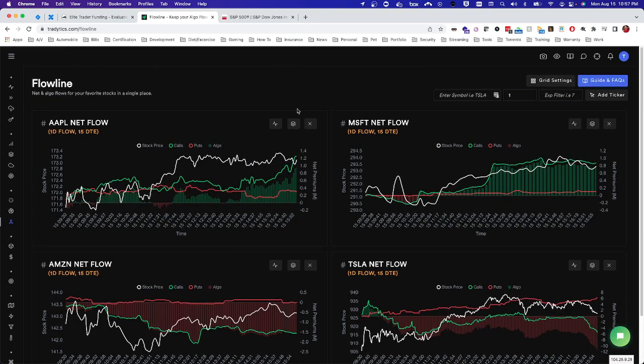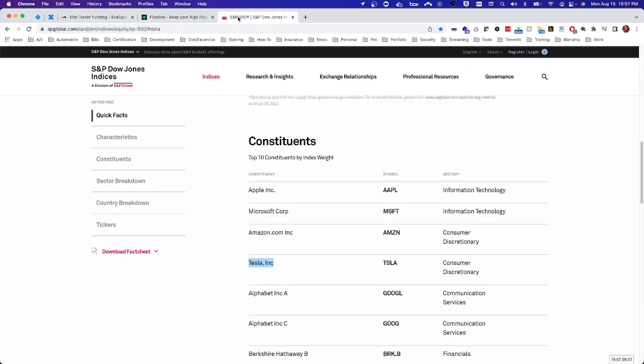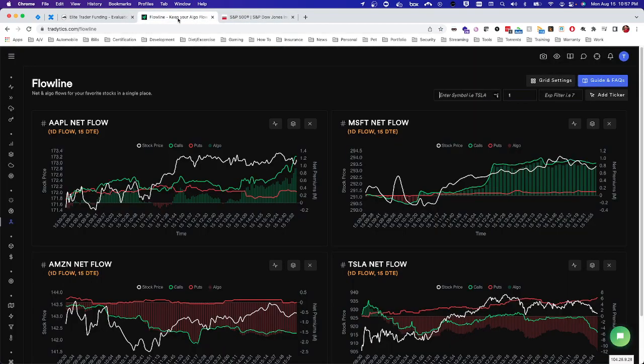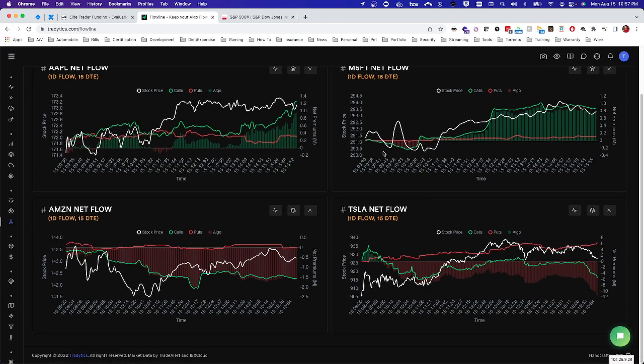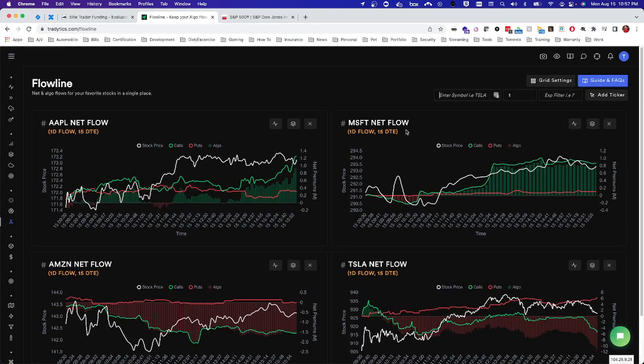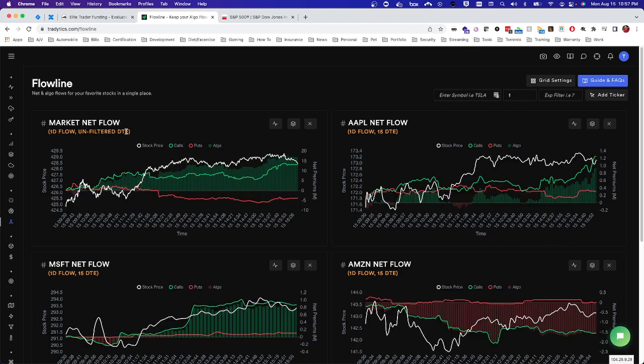And so now I could just go through and add all of the top holdings here, but I don't want to have to flip around too many pages. Now, if you have multiple monitors, I highly recommend setting up Flowline to look at the holdings and then just have market net flow on a separate monitor so you can keep it in view. But if you don't have multiple monitors, what you can do here is type market 1 day cumulative, leave off the filter, and so now we'll have it unfiltered, so we're showing all expirations.